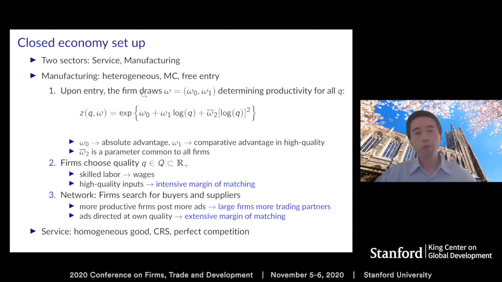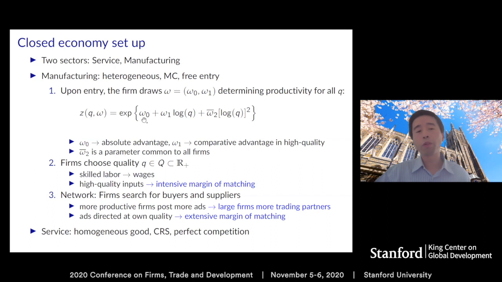The first thing we're trying to build in is that firms will draw an initial pair of capability terms. One we call omega zero, the other we call omega one. The omega one is going to determine your quality choice. It translates the quality choice into the efficiency of the firm. For those who are not good at producing high quality, the omega one draw will be really low, possibly negative, such that it will further drag down your efficiency. This is what we call the comparative advantage in high quality.